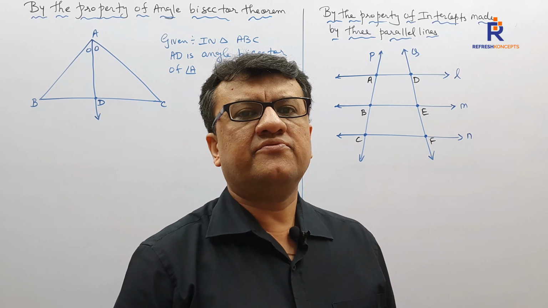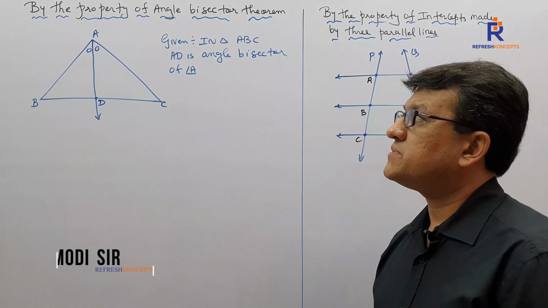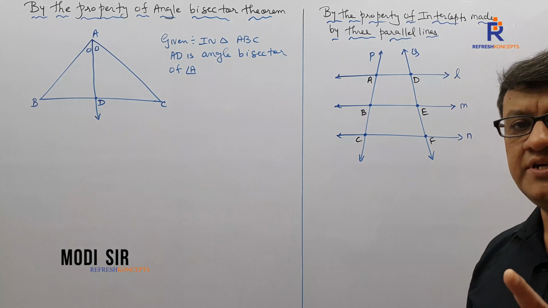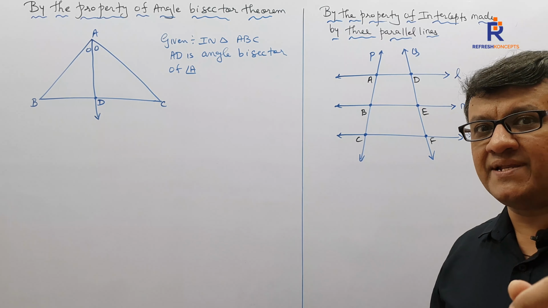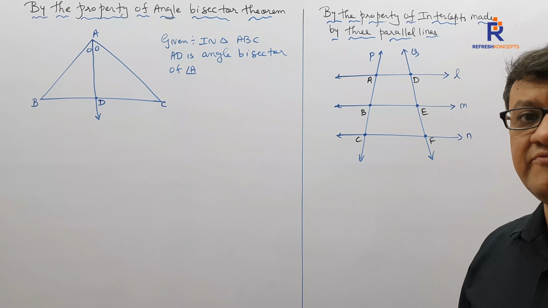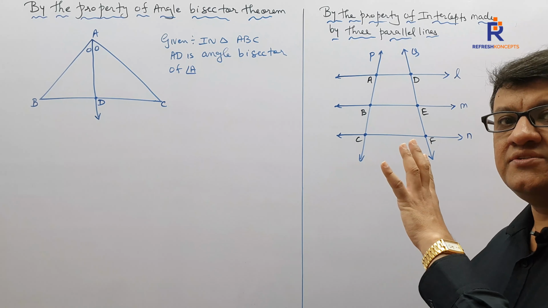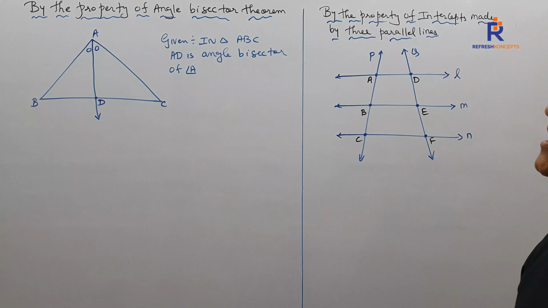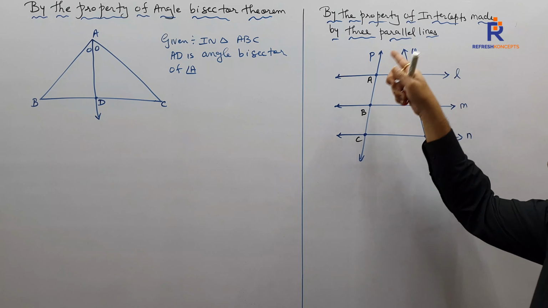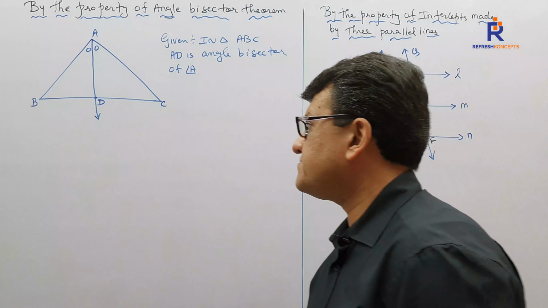Let's proceed, children, with the next couple of theorems. You can say properties. Now here I'm not going to make you understand the entire theorem and property. What I'm going to make you understand is only the application, the thing which we need to apply in the proof part while doing sums. The first one is by the property of angle bisector theorem, and the second is by the property of intercept made by three parallel lines. We go one by one.